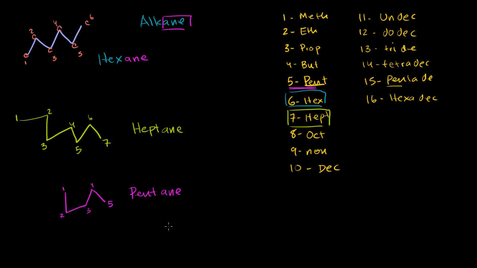So let me draw it. It's 1, 2, 3, 4, 5 carbons, and it forms a ring. Let me make the drawing a little bit better. I'm just drawing a pentagon, but notice this has 5 carbons on it. I could draw the carbons here: carbon, carbon, carbon, carbon, carbon.